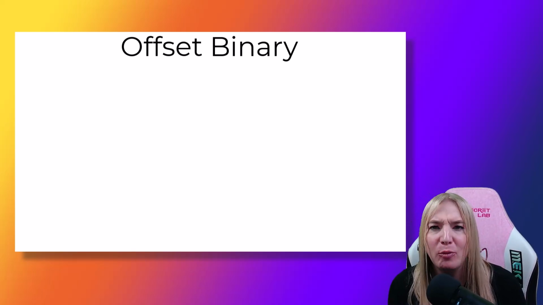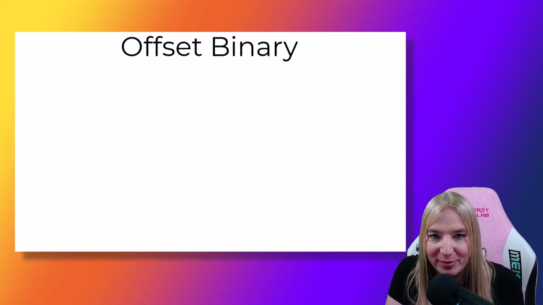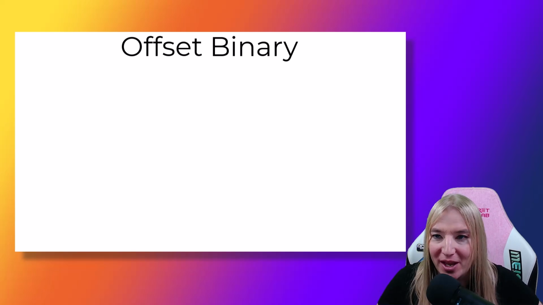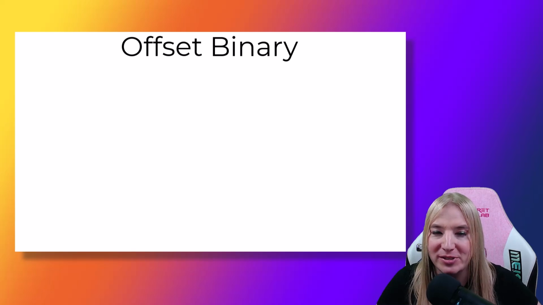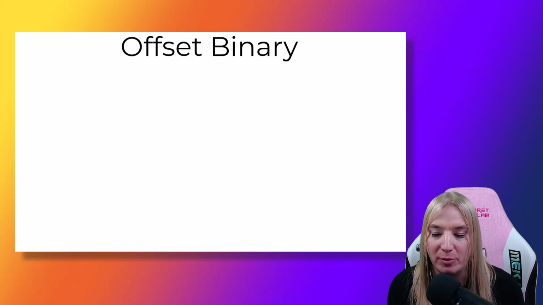So to begin, what exactly is offset binary? I know the first time I heard this, I was like, what is that exactly? Well, basically, offset binary is a way to represent positive and negative numbers. That's all it is. It's just a formatting scheme that allows us to represent both positive and negative numbers. And we're going to look at how it does that today.